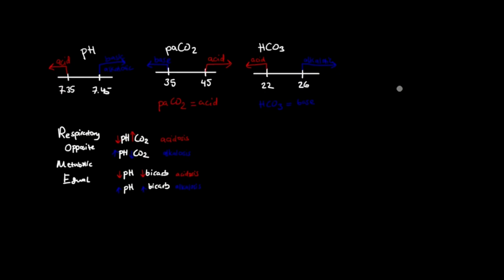If the ABG problem that we have is a metabolic issue, whether it's metabolic acidosis or metabolic alkalosis, the pH and the bicarb are going to be moving in the same direction. So for metabolic acidosis, the pH and the bicarb are going to be both low, lower than normal, so they're both going down. And if the pH and the bicarb are both moving up, they're both increasing, then we are in a state of metabolic alkalosis.